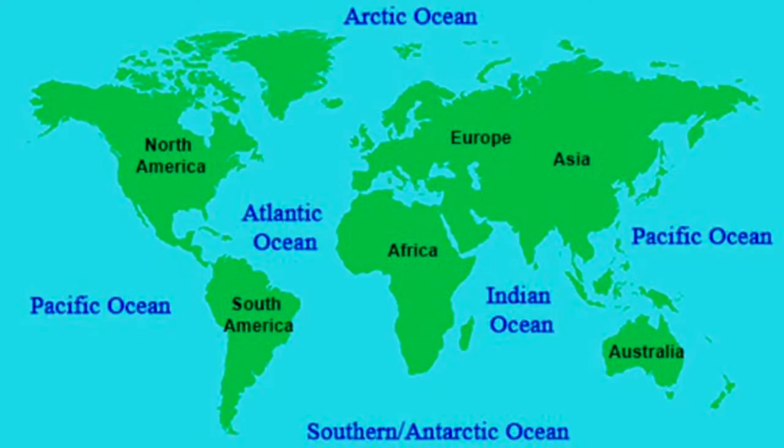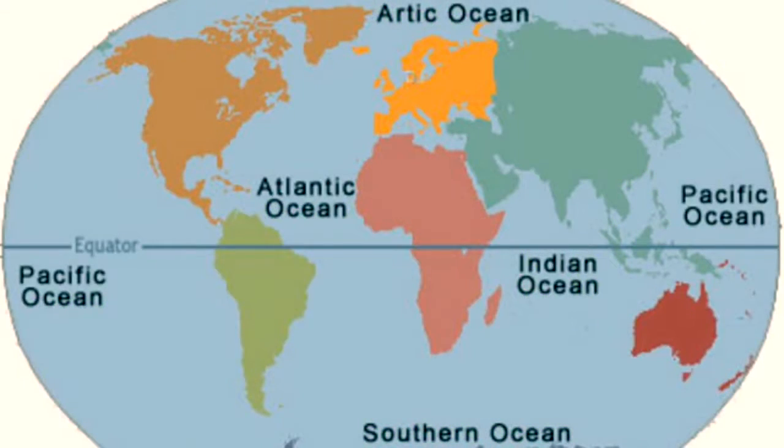Starting with oceans, because it's the biggest body of water, there are 5 major oceans. These 5 major oceans are the Pacific, Indian, Atlantic, Southern, and Arctic Ocean.